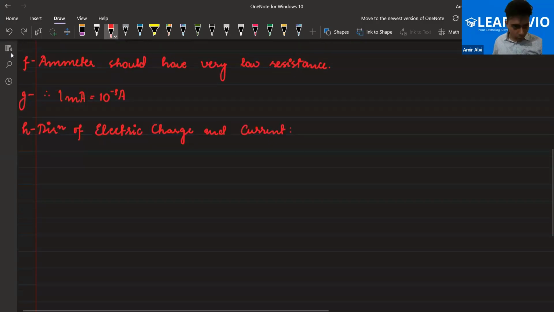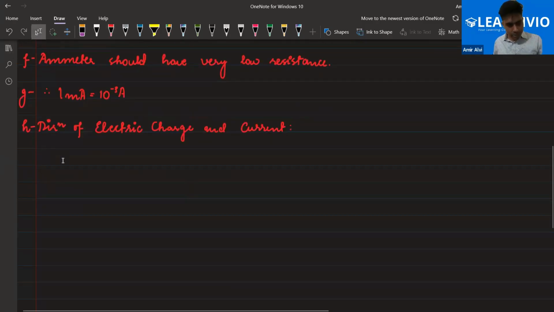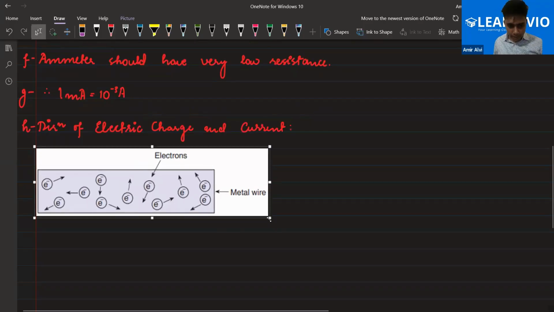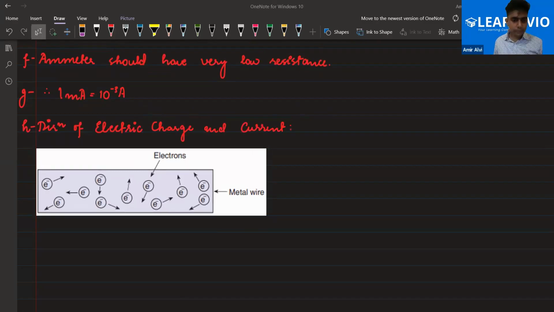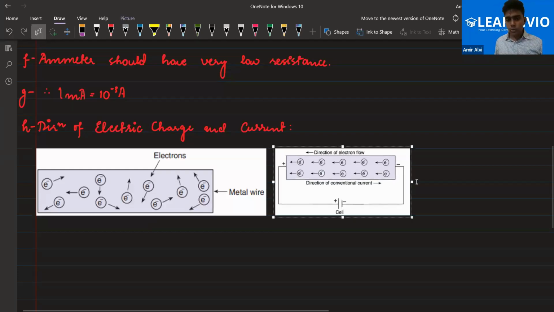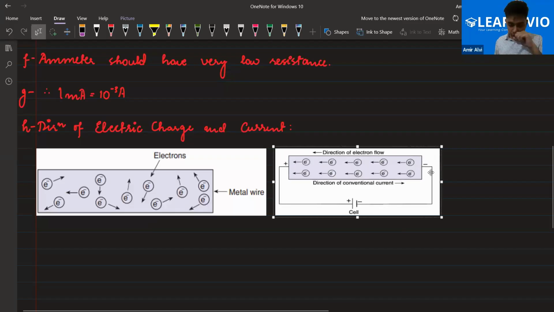Right. So let me tell you one thing. As you can see, this is a wire. I'm also pasting one more figure of it so that you can understand this properly. From these two figures, you can understand why the direction of electric charge is opposite as compared to electric current. This is a conceptual question, but sometimes students find difficulty understanding this topic. So this is a very basic thing.